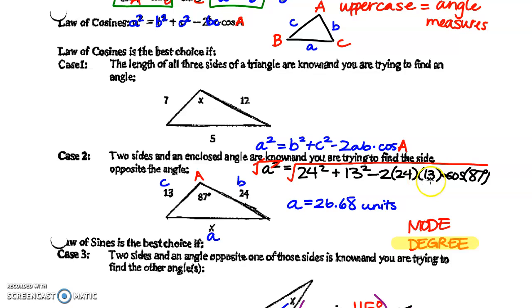2 times 24 times 13, maybe get what that number is, and then find cosine of 87. You're going to take that number times that, okay? So you might want to find this number minus, and then find it as this number, okay? Then we take the square of that whole entire thing, and if you do it correctly, you should get 26.68, okay? If you're using a calculator like we have at school, you need to make sure when you go into mode that it is in degree and not radians.